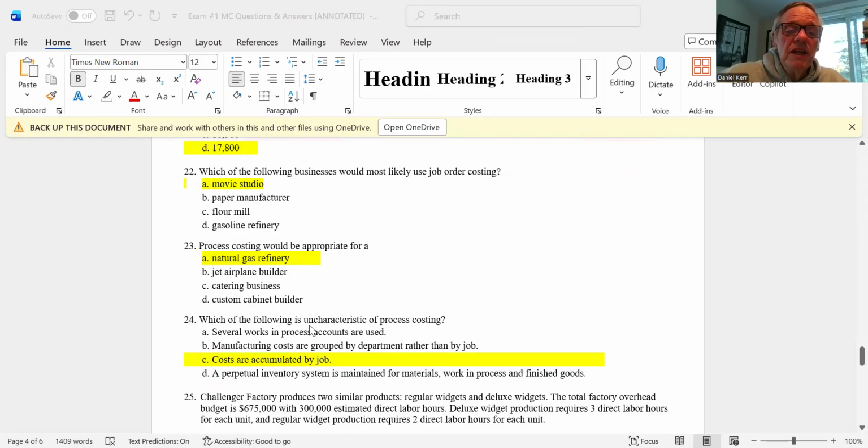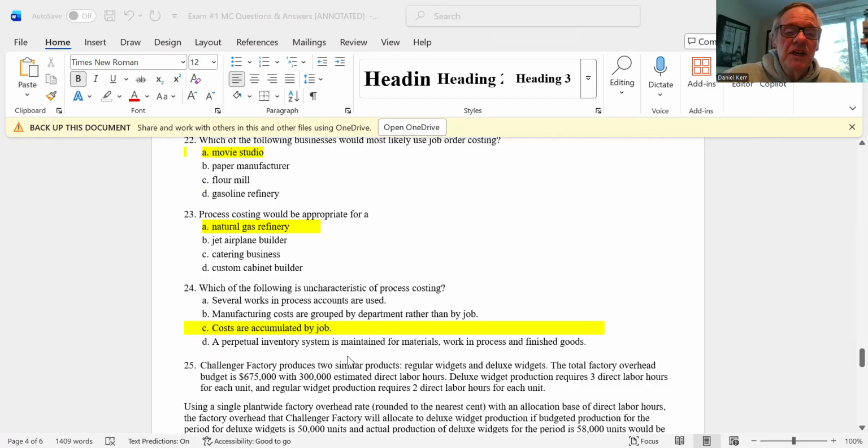24, which of the following is uncharacteristic of process costing? So in process costing, several work in process accounts are used, that's true. Manufacturing costs are grouped by department rather than job, that's true. Perpetual inventory system is maintained for materials, work in process and finished goods, that's true. Costs are accumulated by job, well, that's in job order costing, it's not in process costing. So which of the following is uncharacteristic? The answer would be C.